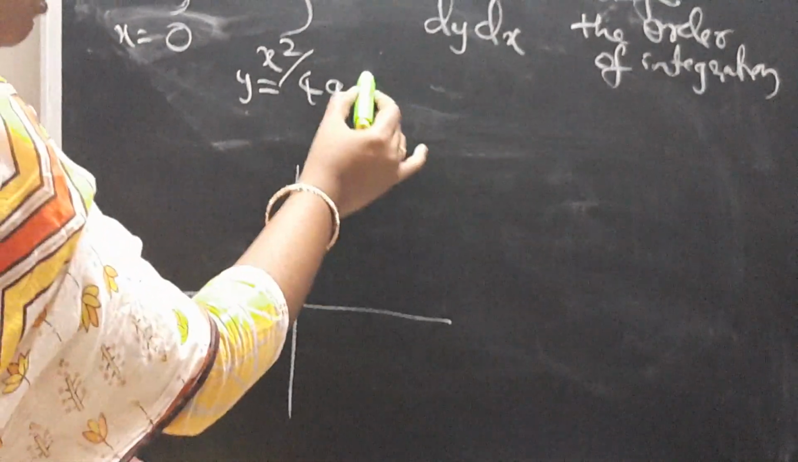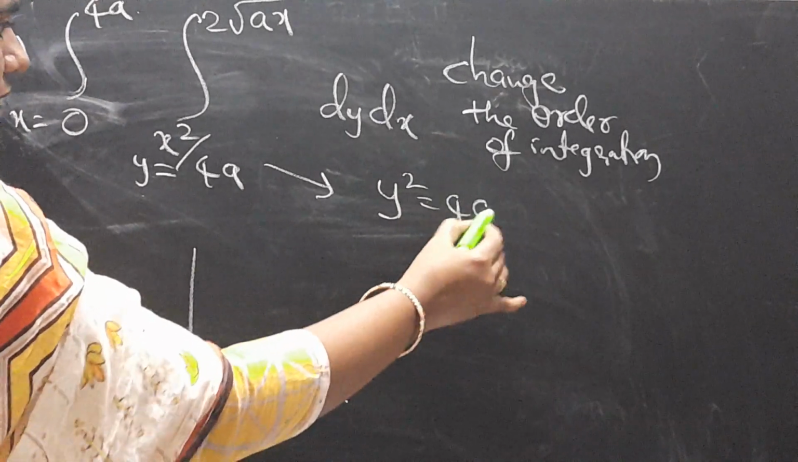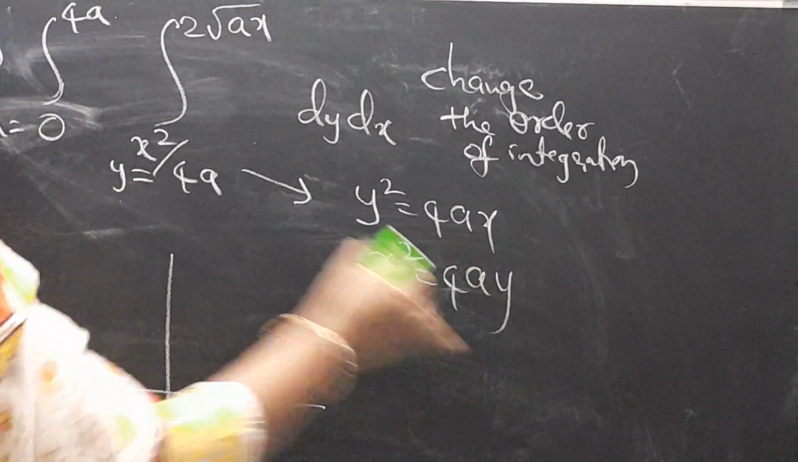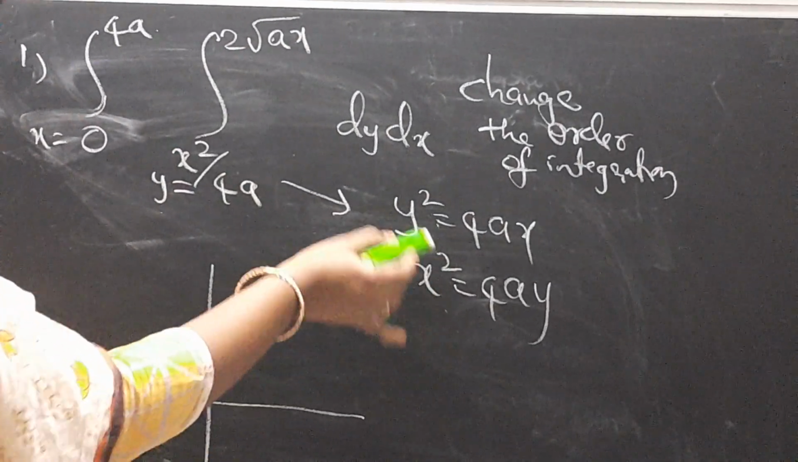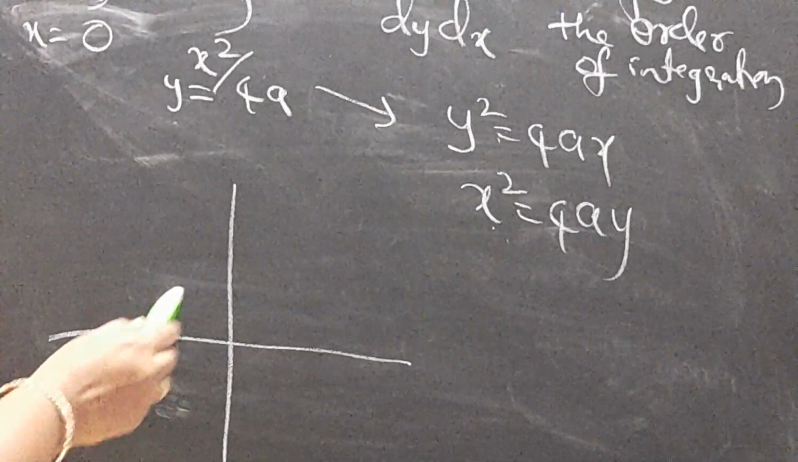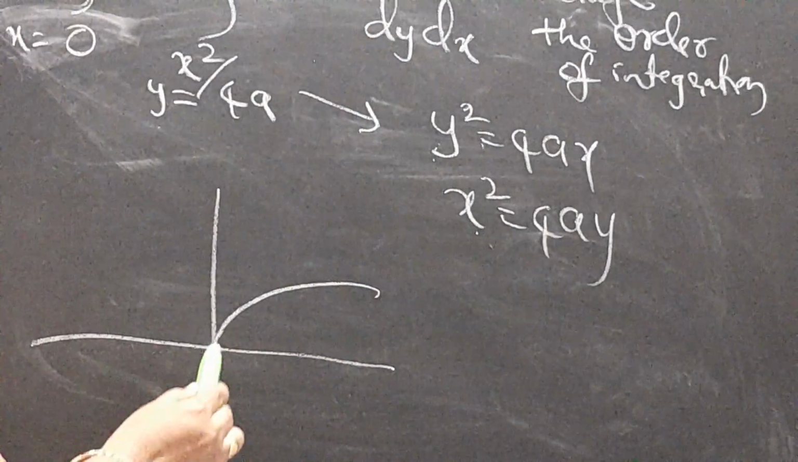Here you have two curves. What are those? y square equal to 4ax and next x square equal to 4ay. From these two limits, these are the parabolas. Here y square equal to 4ax means y square, you have to draw like this.